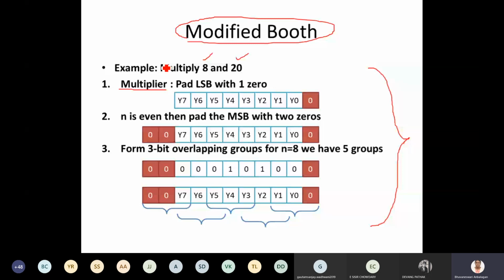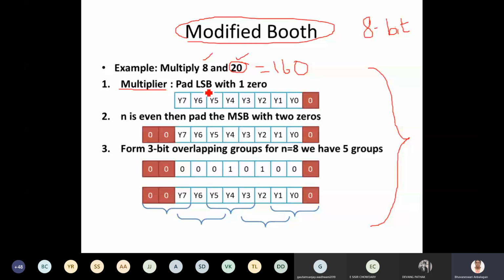8 into 20, you will get, what is the answer? 160, right? So I am going to do bit pair recoding for this multiplier. What is the multiplier? 20. So you have to pair the LSB with 1 bit. This entire thing is going to be an 8-bit operation, 8-bit representation. So how will I represent 20 over here? 0, 0, 0, 1, 0, 1, 0, 0. That is going to be the binary equivalent of 20. What is the first step?